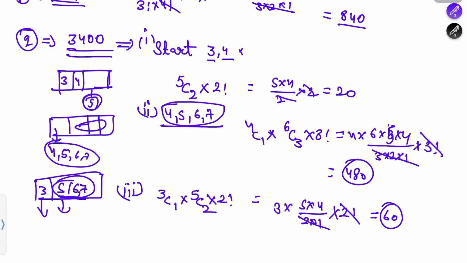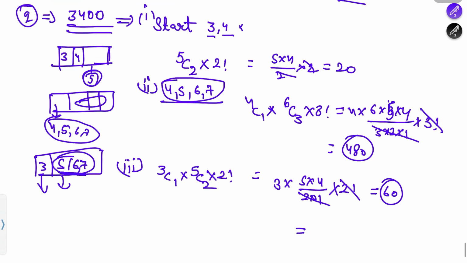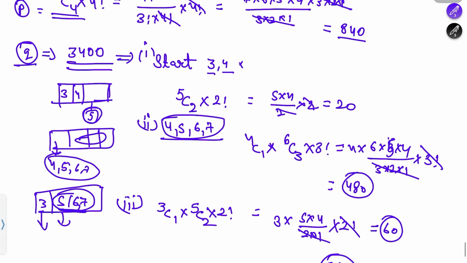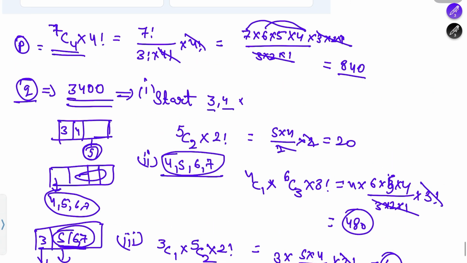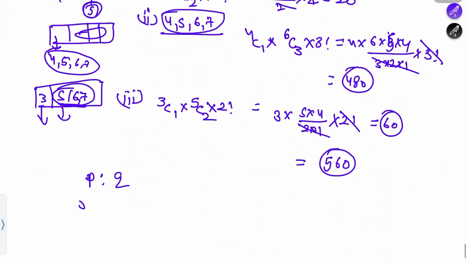Okay, so add that: 480, 60, 20. 480 plus 60 plus 20 is 560. So 560 is the Q and 840 is the P. So the P ratio, P is 840 and Q is 560. So the 0s cancel out, and it cancels out directly to 3 by 2.